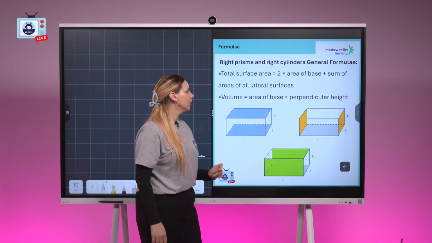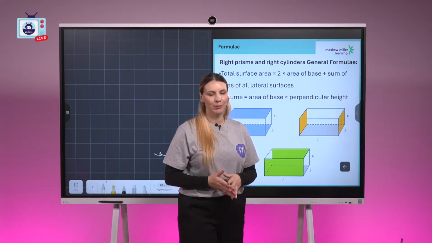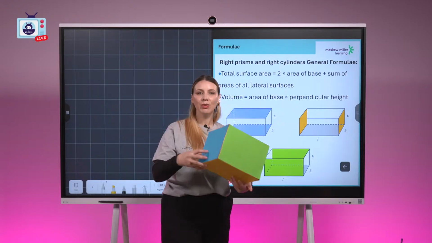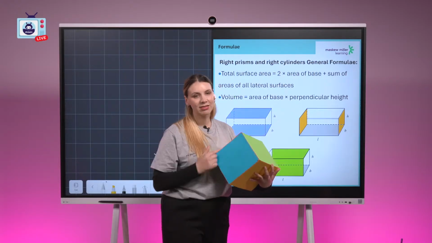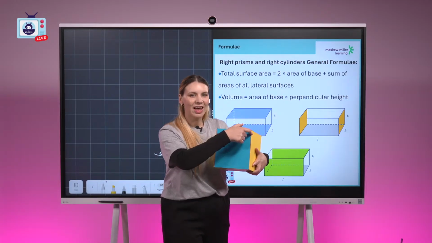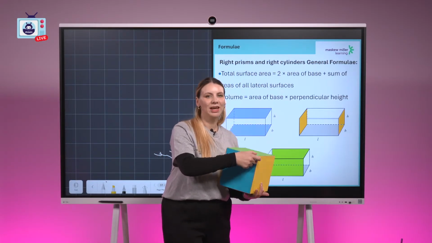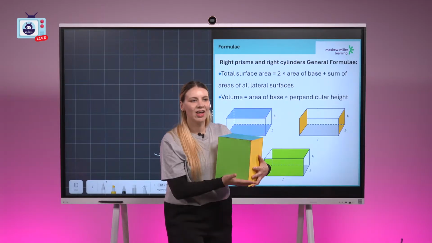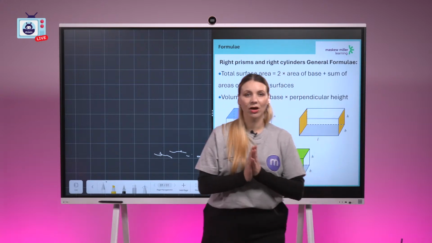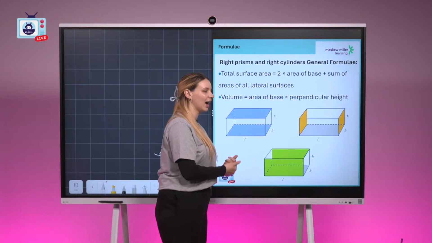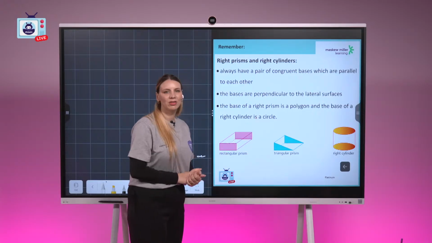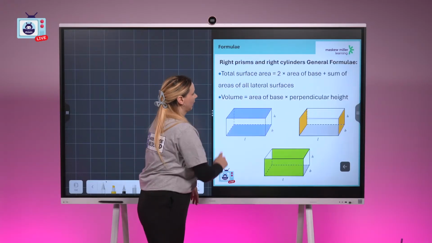The volume is equal to the area of the base. So let's use our rectangular prism one more time. The area of the base, so our base is a rectangle, so let's say it is length times breadth, and then it will be times the height. And the height is what makes it a 3D solid. So the area of the base times the height. That goes for, again, all 3 of these prisms as well as a cube.